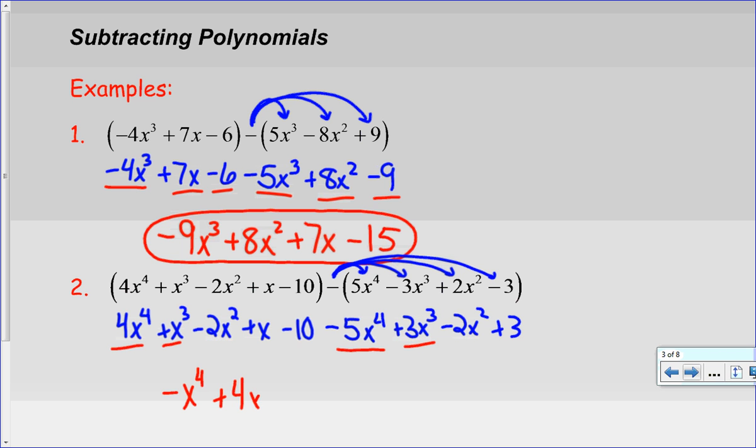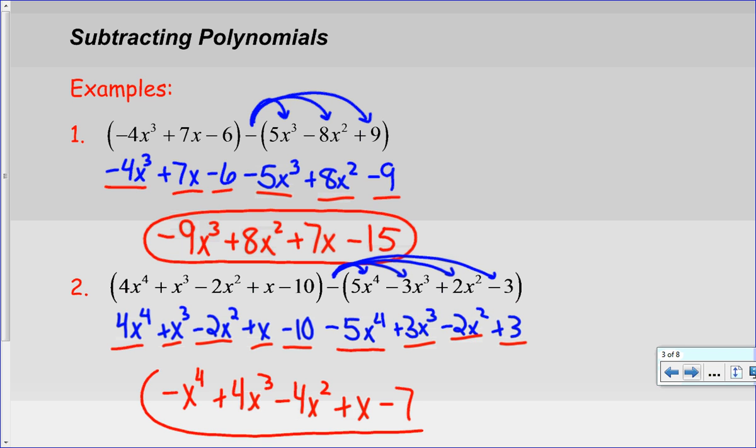plus 4x to the third. I have -2x squared and -2x squared. I add these together to get -4x squared. I have nothing to combine my x with, so I carry down plus x. And lastly, I combine my constants. My answer is written in descending order, so the problem is done.